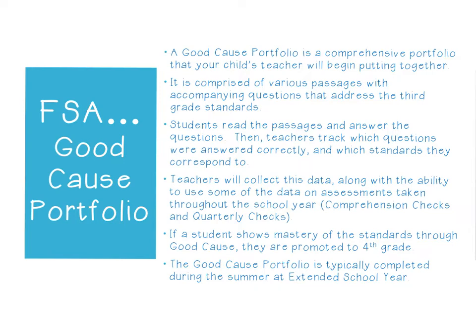If students score a level 1 at that point, they would continue their Good Cause portfolio during extended school year over the summer. We are not able to do all of the passages, which there are about 15 of them, before the end of the school year because students can only take them one time. So we try to space them out. So we do part of them between now and spring break, and then save the rest of them for ESY.